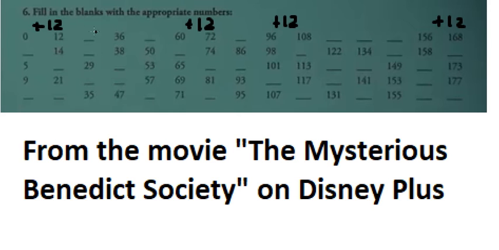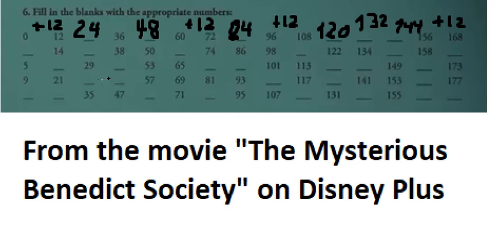So the next number here should be 12 plus 12, which is 24. 36 plus 12 you will have 48. 48 plus 12 you get 60. The next one should be 84. The next one here we have 120. The next one is 132. And the next one should be 144. That is sequence number 1.